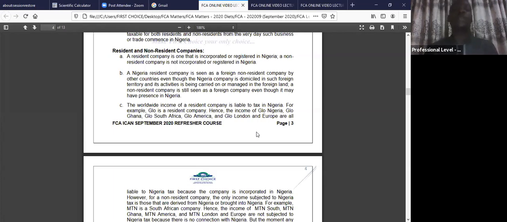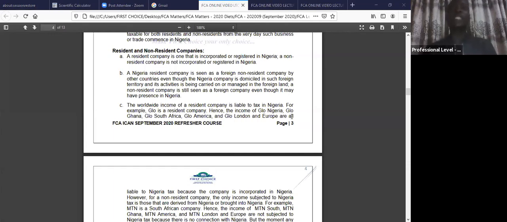Okay, now look at MTN Nigeria. MTN was registered, incorporated in South Africa, and so they may have presence in Nigeria. Now, because they have presence in Nigeria, that doesn't make them a Nigerian company. They are foreign companies. And so they are not seen as Nigerian residents. MTN, MultiChoice, you name them.